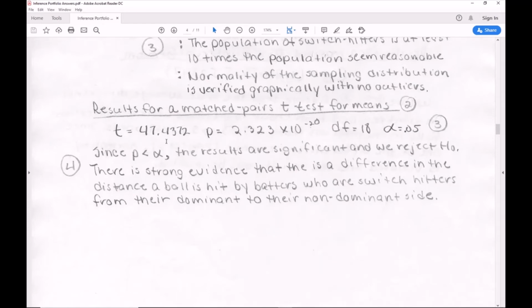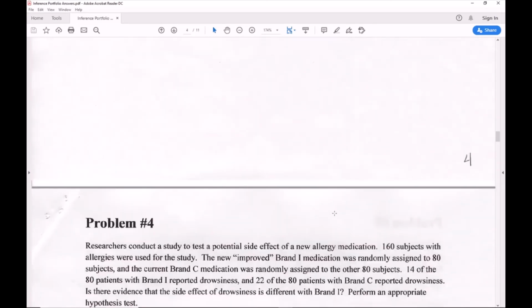Instead of getting 47.4372, you got something like 7.9 something. Yep, that's not right. Okay, so you're going to fail to reject and so on.